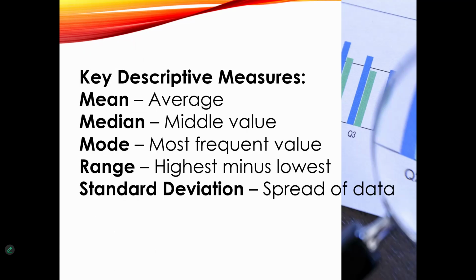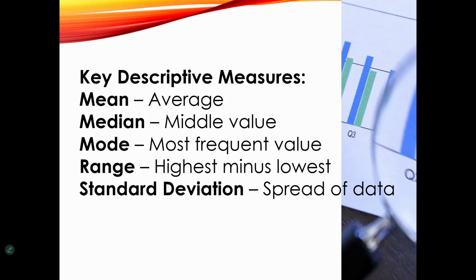understand the lesson. So these are the key descriptive measures. The first one is the mean. The mean is also called the average. So when you say average, you will add the values you gathered, and then you will divide the sum by the total number of the values. And the next one is the median. The median is the middle value of your data. And the mode is the most frequent value.